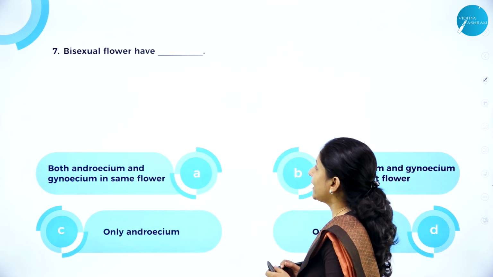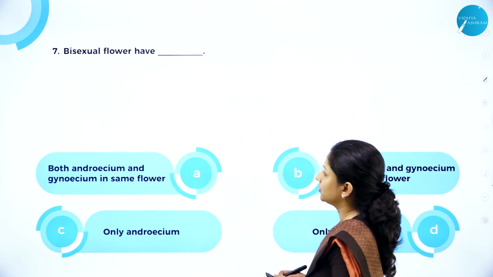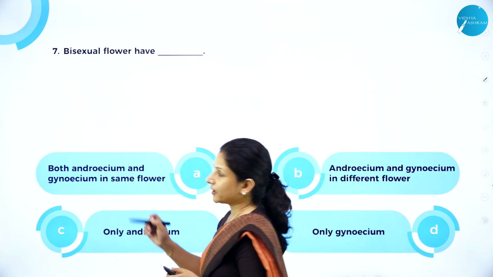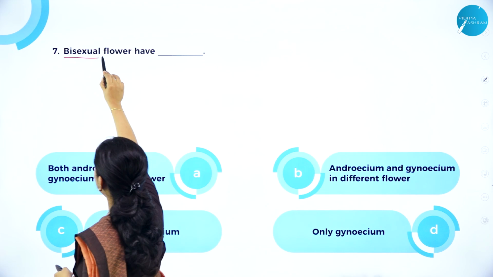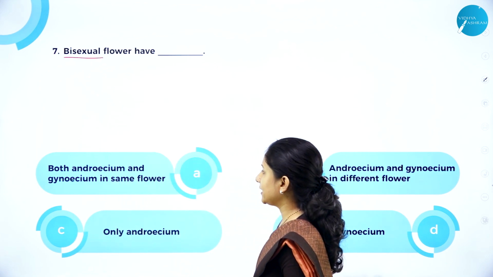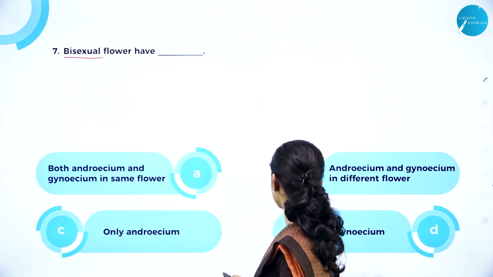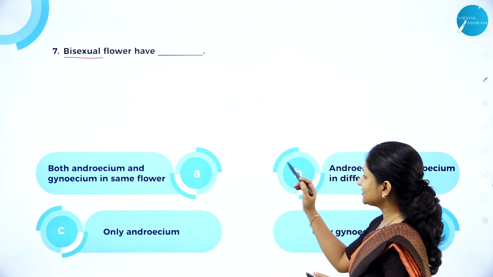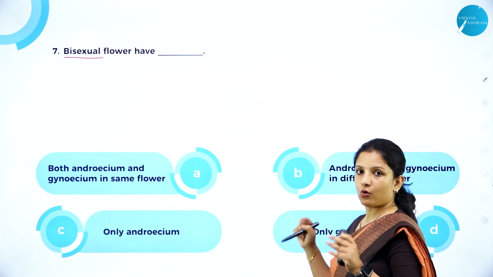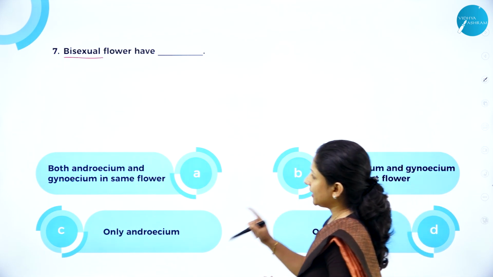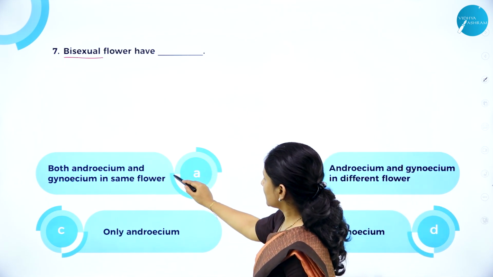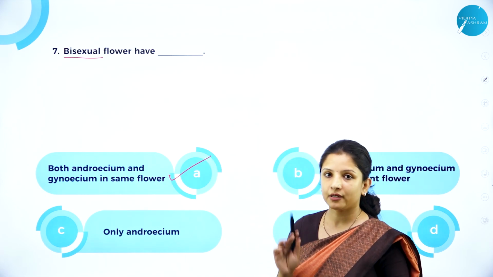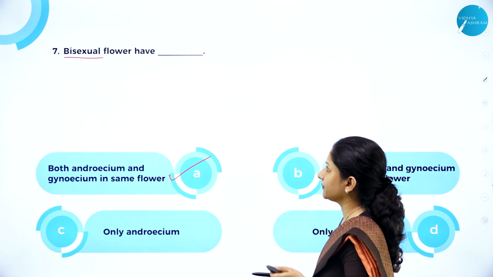Next question. Bisexual flowers have both androecium and gynoecium in same flower. Don't get confused here. Bisexual flowers: both androecium and gynoecium in same flower, androecium and gynoecium in different flower, only androecium and only gynoecium. Option B, C and D are found only in unisexual flowers. Option A is the right answer because bisexual flowers have both androecium and gynoecium in one flower only.